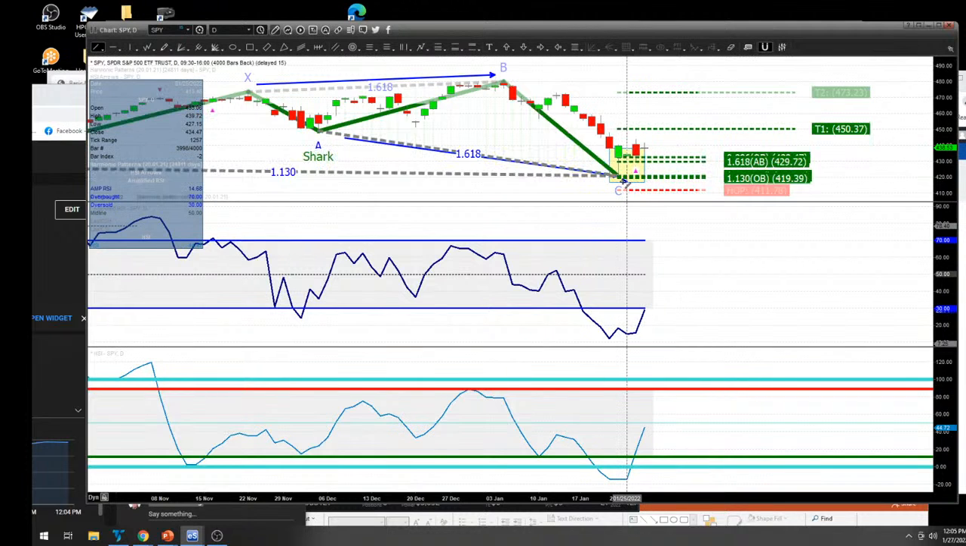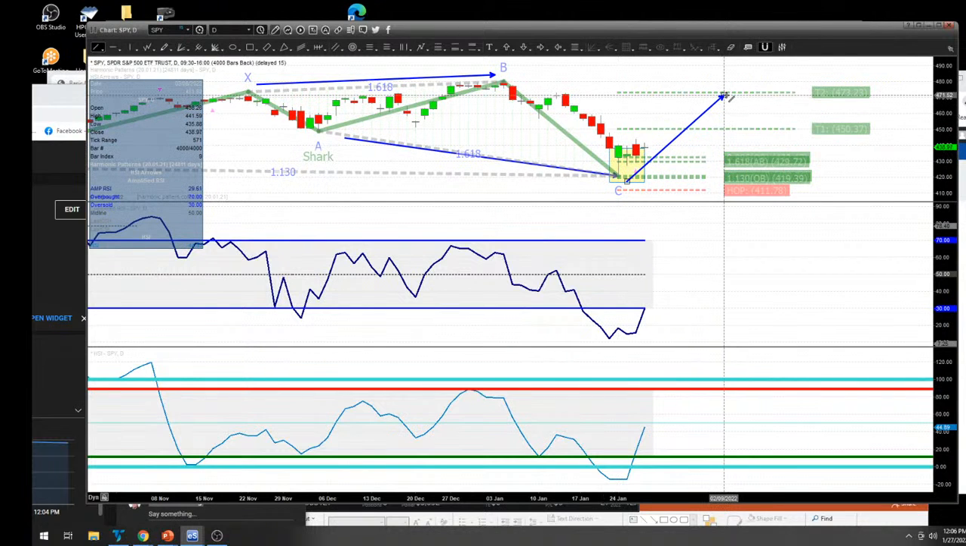We know sharks go to the 0.5, with target 1 at 450.886. That's your second target on the shark, by the way. The shark is a slightly different sequence of levels. Target 1 on the shark, 450, is about a 50% retracement off of this B to C leg. It can go as high as target 2, which is an 886.